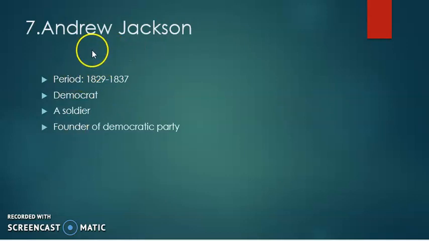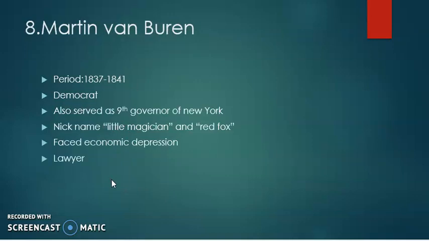Andrew Jackson is the seventh president of USA, and he ruled the country from 1829 to 1837. He was a Democrat, a soldier, and he is considered the founder of the Democratic Party in USA.